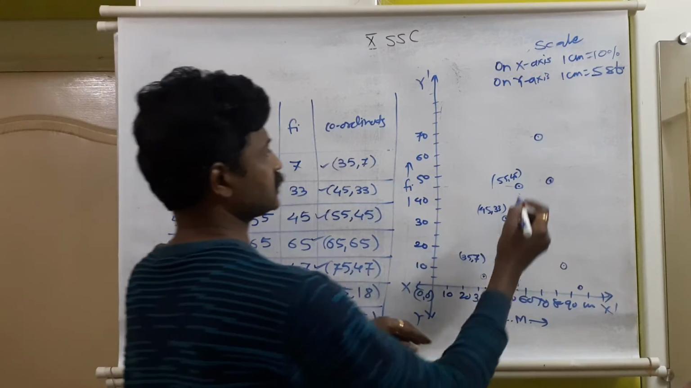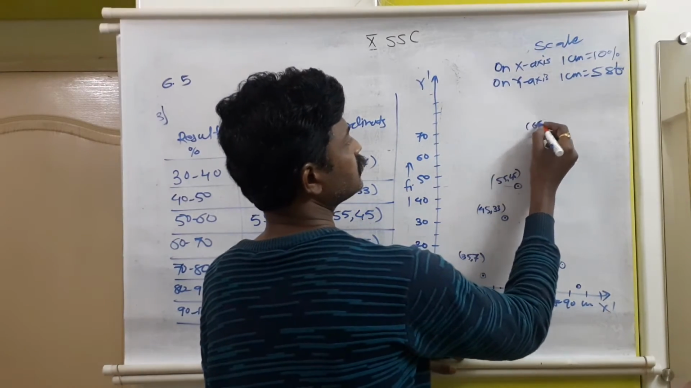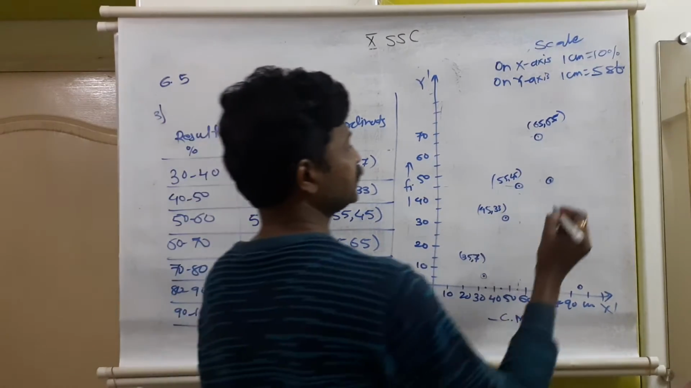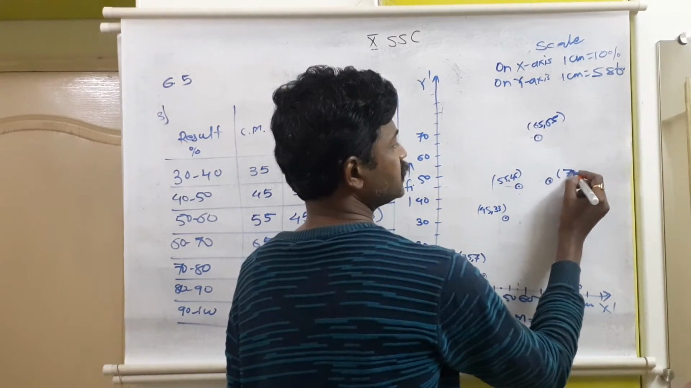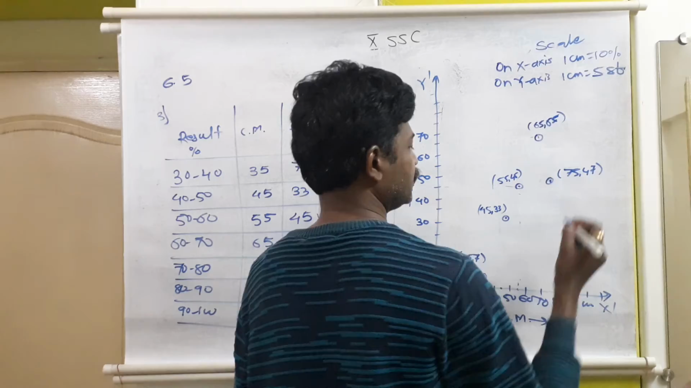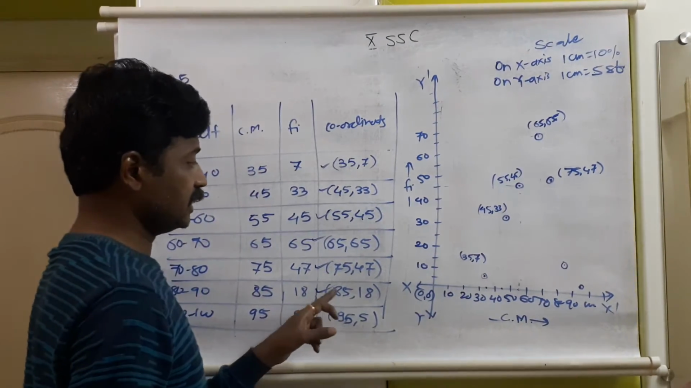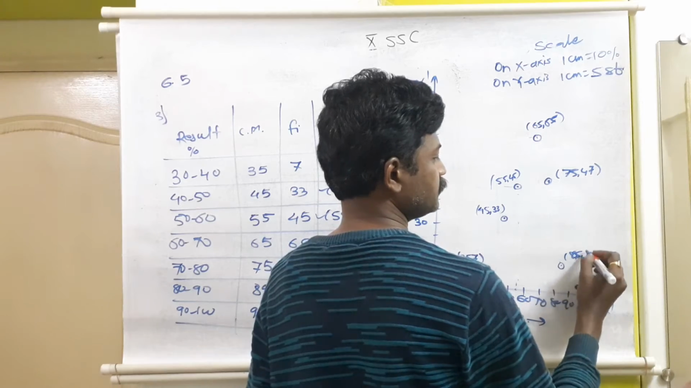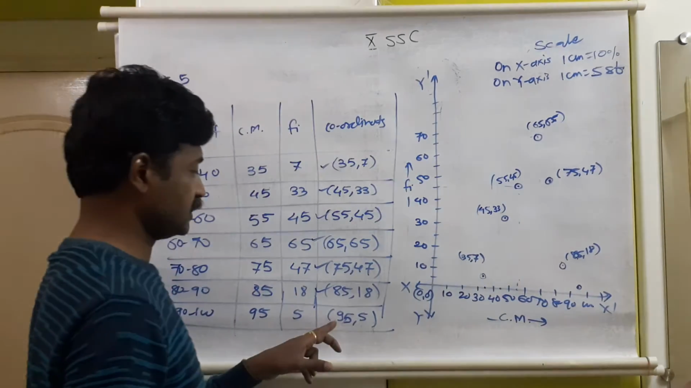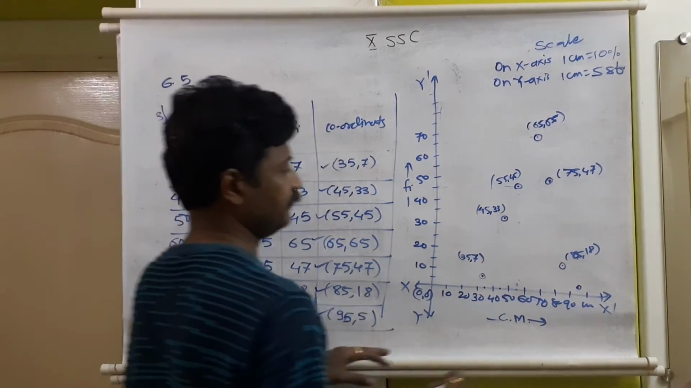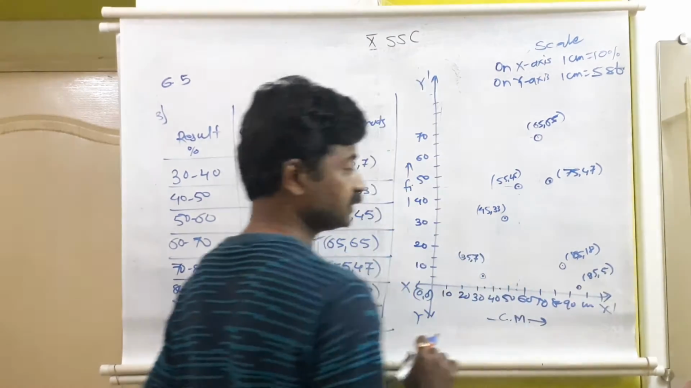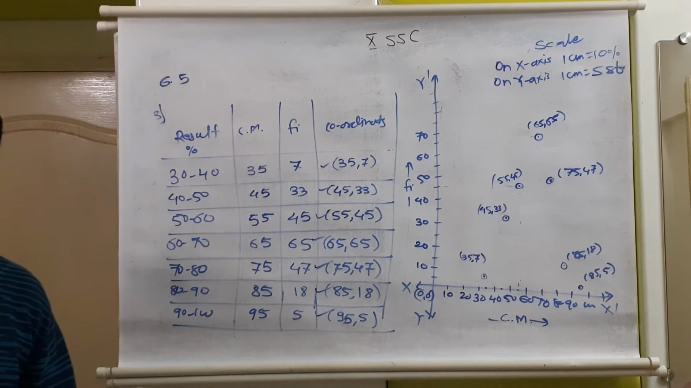Next is 65, 65. So here this is 65, 65. Next 75, 47. Next is 85, 18. And the last is here, 95 and 5. So this is 95 and 5. As we discussed, we need to close the graph also.